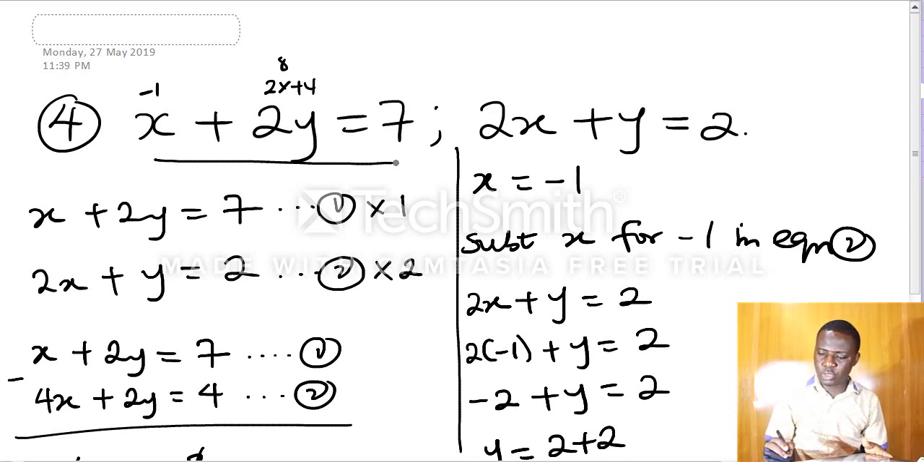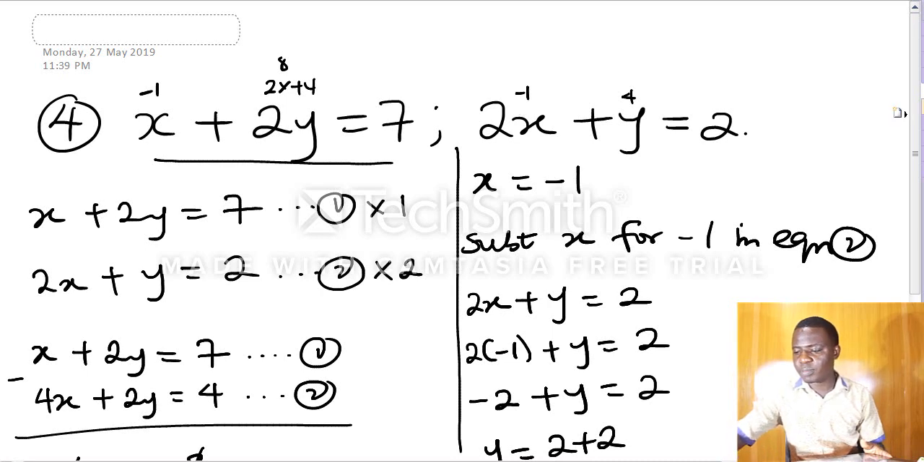Let's also try it in equation 2. When x is minus 1, y is equal to 4. This becomes 2 times minus 1, which gives us minus 2. And minus 2 plus 4 is said to be equal to 2. So that means our equation is correct.